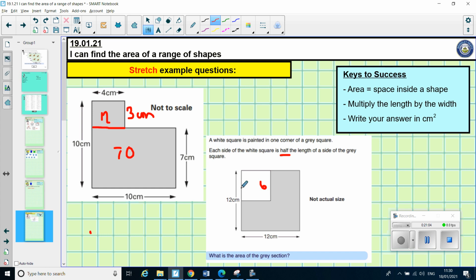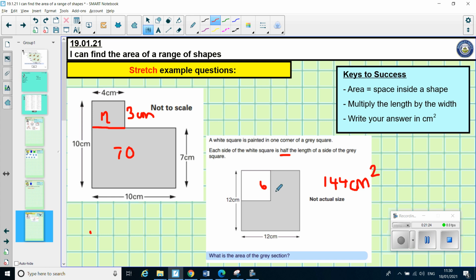Right then, to work out the area, I'm going to need to do 12 times 12, which would give me the total area of that full grey square. 12 times 12 is 144. So that grey square, including the white section, is 144 centimetres squared.